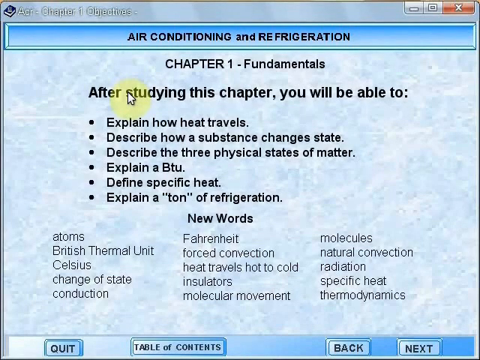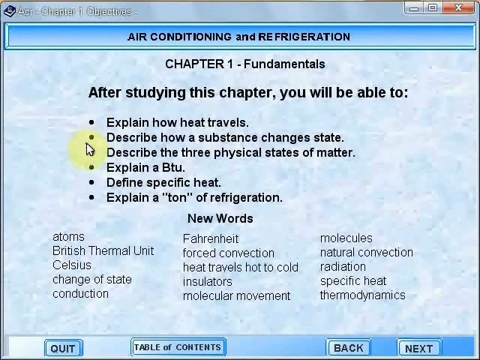After studying this chapter, you will be able to explain how heat travels, describe how a substance changes state, describe the three physical states of matter, explain a BTU, define specific heat, and explain a ton of refrigeration.